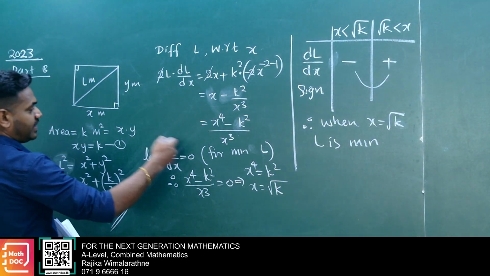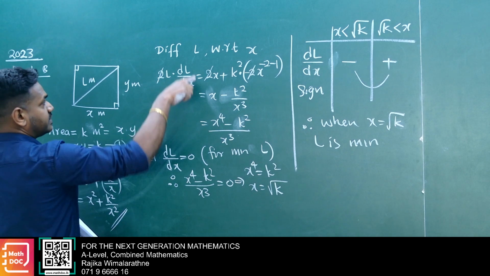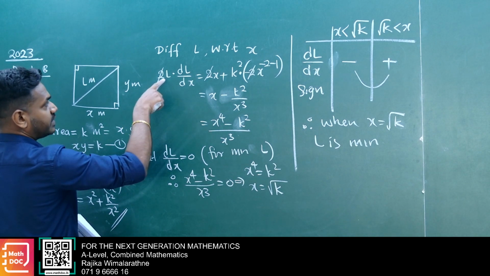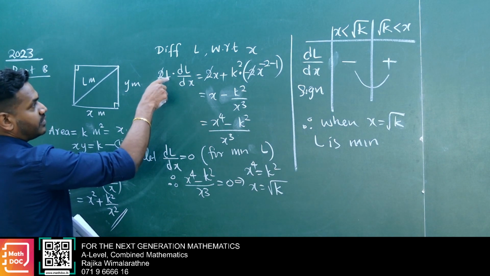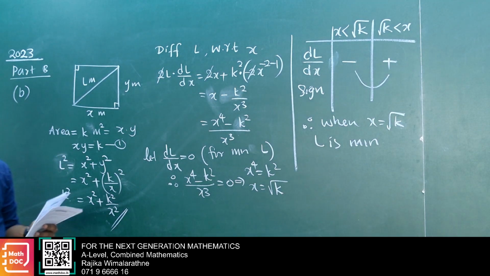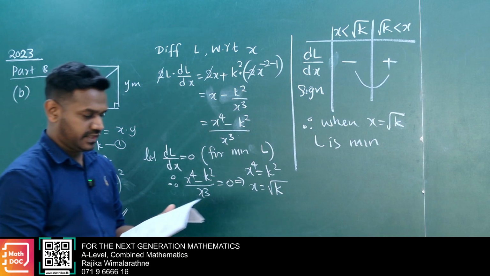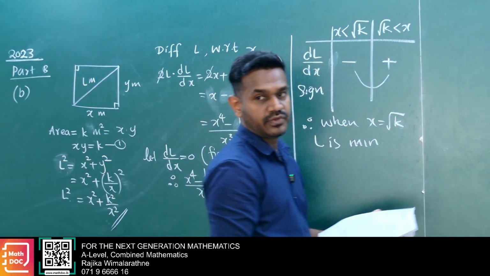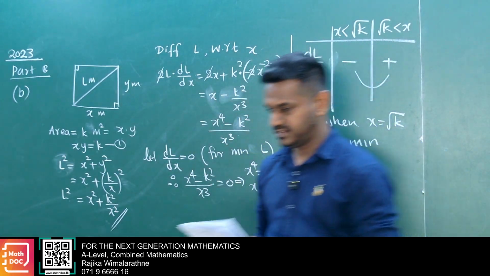When you take dl divided by dx, this term will disappear. Then don't worry about this L term, L times 0. Okay, then you go to the 2022 question and start.